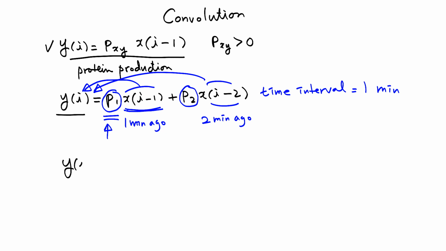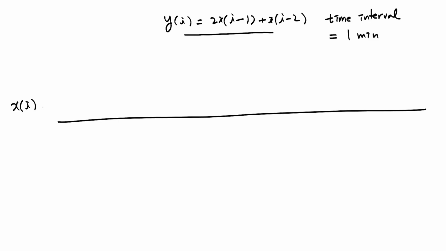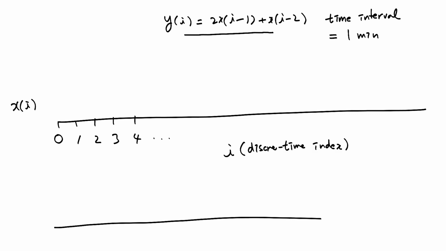Let us assign some values to P1 and P2. For example, let's say we have 2 times x of i minus 1, where P1 is 2. And here P2 is 1, so we just have x of i minus 2. Now we have this equation. So we have x here, and we have time 0, 1, 2, 3, 4, and so on. So this is i, or discrete time index. And we also have y here. So this is y of i, and also starts from 1, 2, 3, 4, 5, and so on.